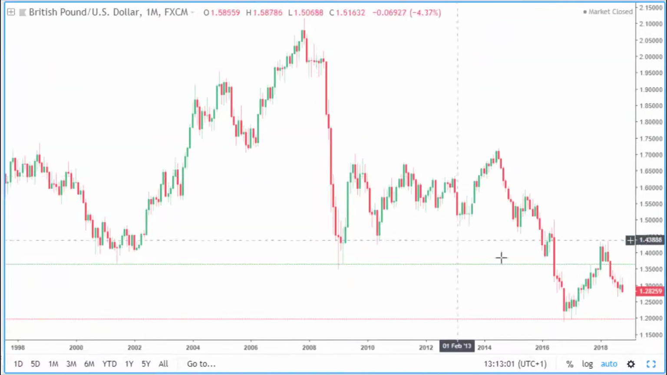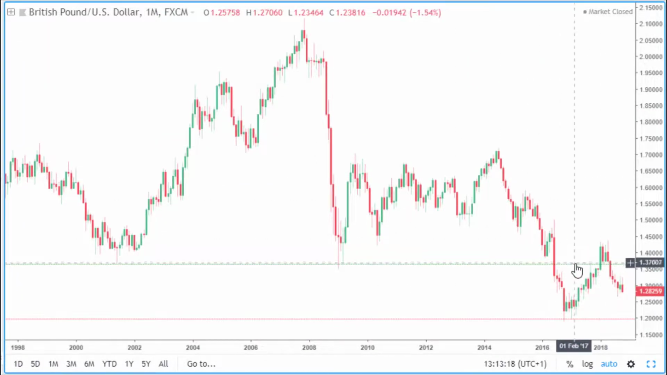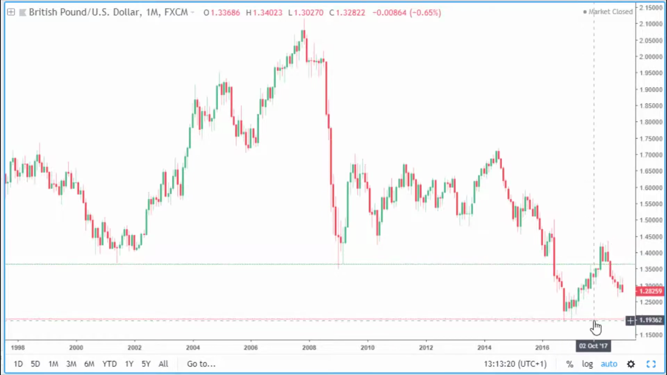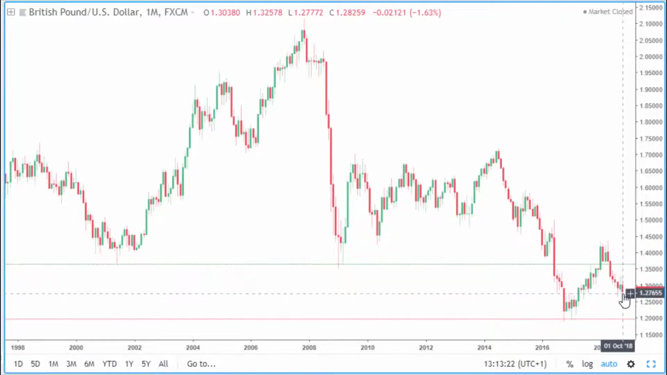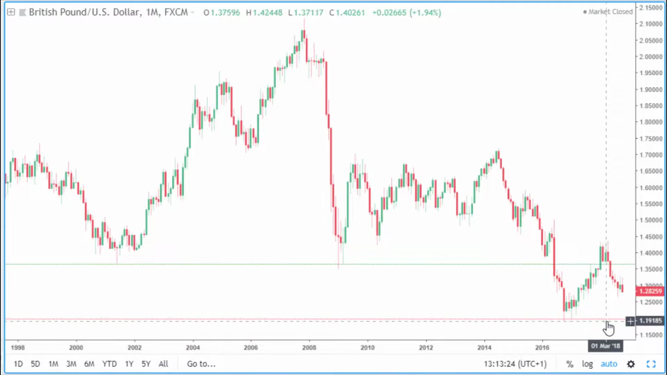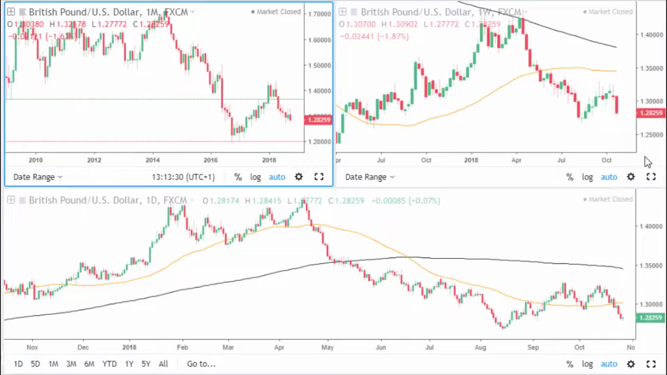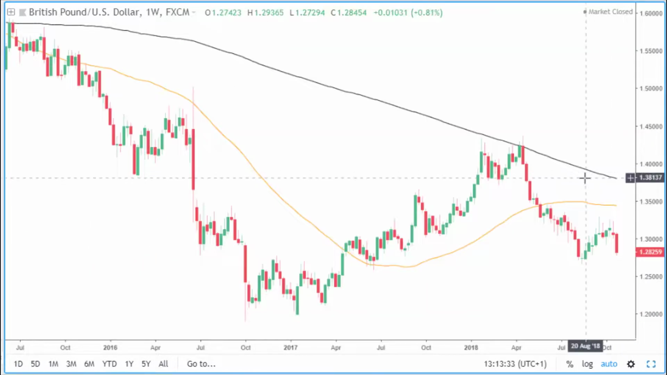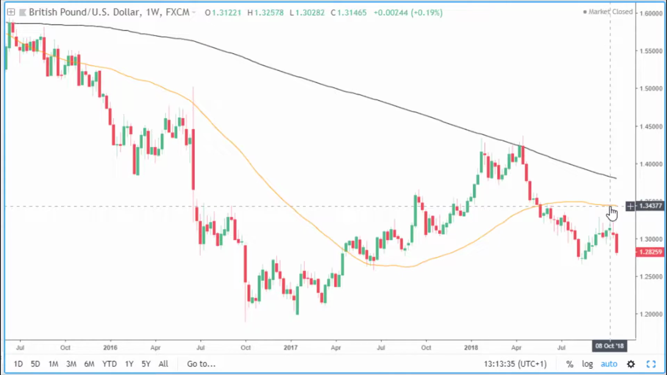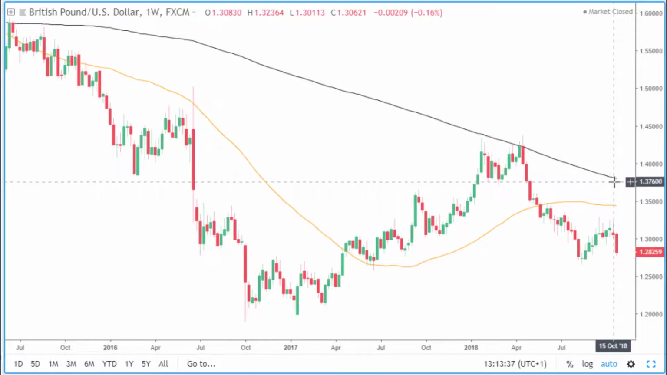If we look at the monthly time frame, price is currently in between last year's high and last year's low, but heading in the downwards direction. The next area of support is this low, which is last year's low, which is also around the 1.20 round number. Going to the weekly time frame, price is currently below both the 50 and 200 simple moving averages.